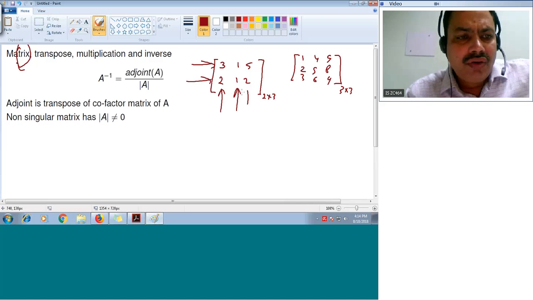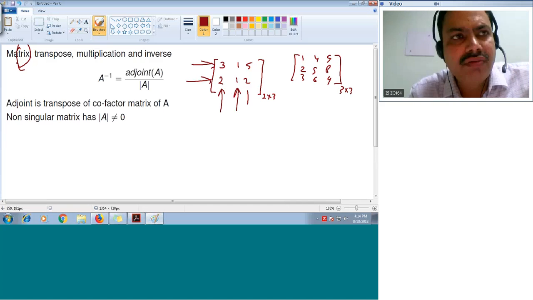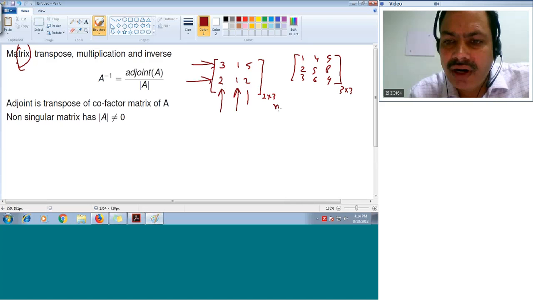In our case, how many attributes do we take? We generally take n attributes with m training examples. So m cross n is what we generally talk about.